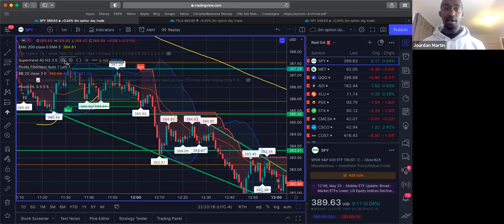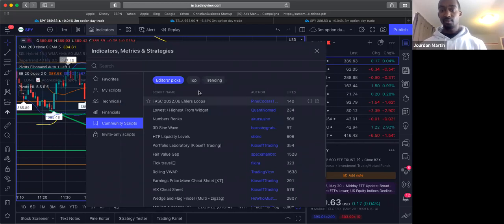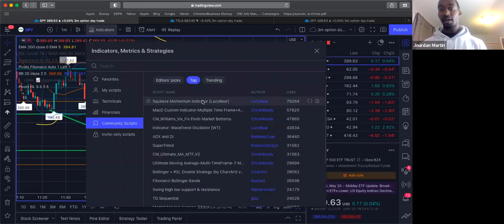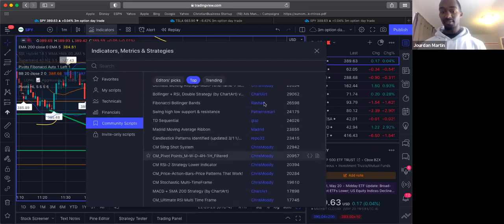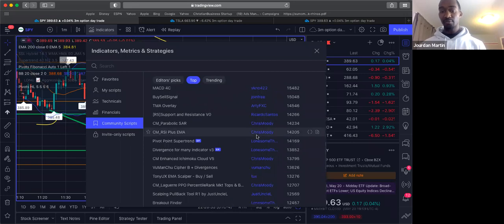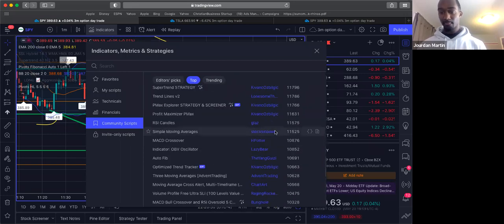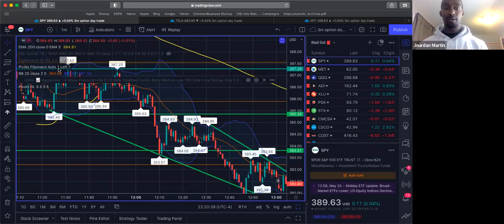I tried it. I literally went through the indicators and went to the community scripts top. I've literally gone through pretty much anything that had over 10,000 likes on this thing, which would be all of these up here. I went through and ran tests on all of these, all of them, right? To see if I could create some sort of structure or strategy that's real simple.